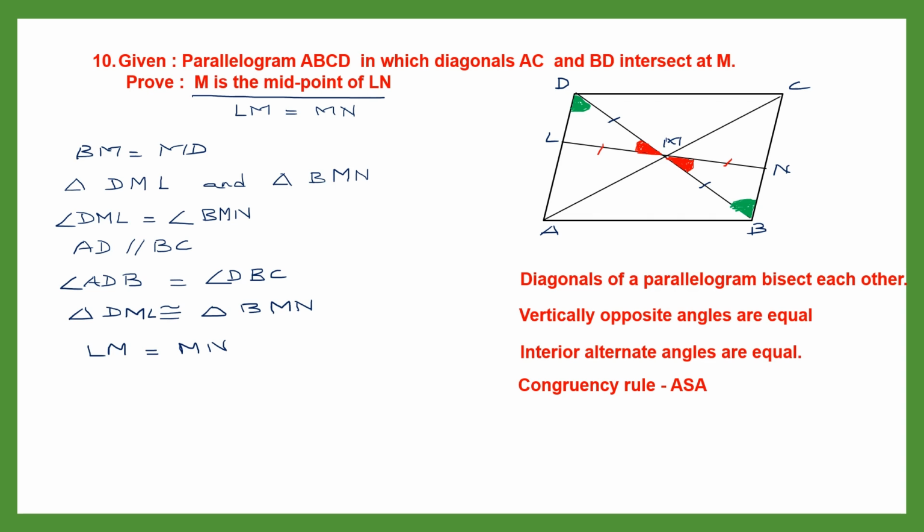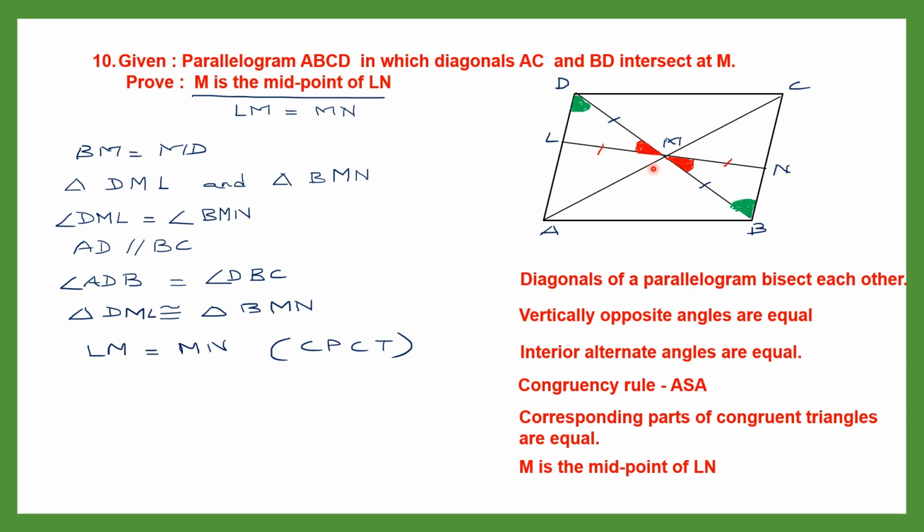And what is the reason? Corresponding parts of congruent triangles are equal. For simplicity we say corresponding parts of congruent triangles are equal. So if both these sides, LM is equal to MN, it is proved that M is the midpoint because this has divided this line into two equal parts. So we can write that. The corresponding parts of congruent triangles are equal. So this has proved that LM is equal to MN. That means M is the midpoint of LN. We have proved that M is the midpoint of LN. So you end by saying hence proved.